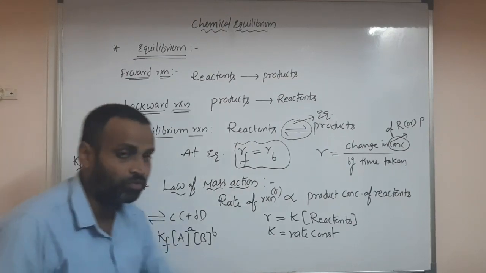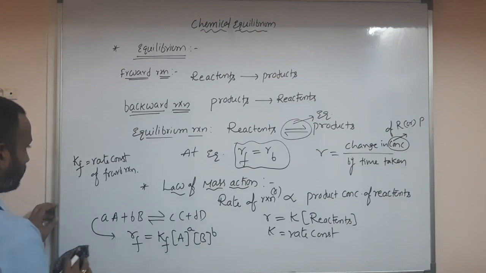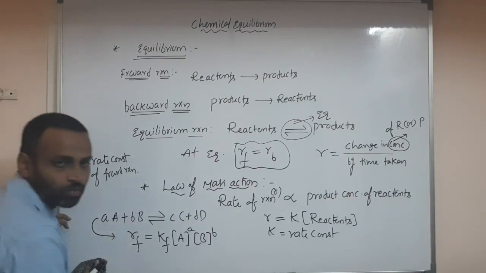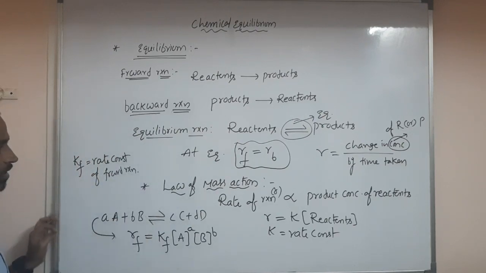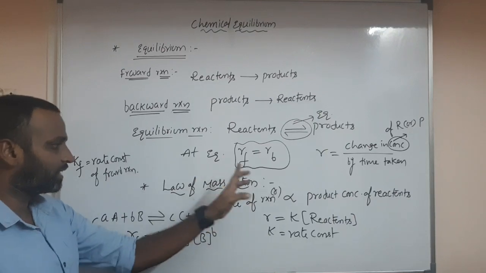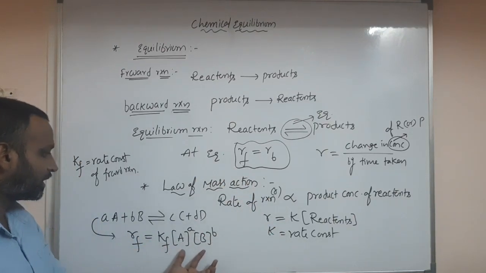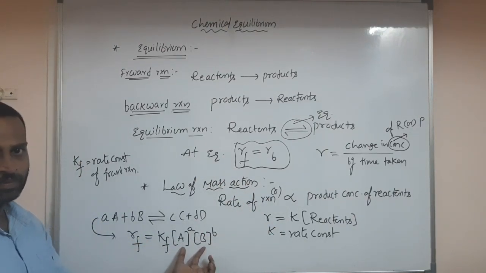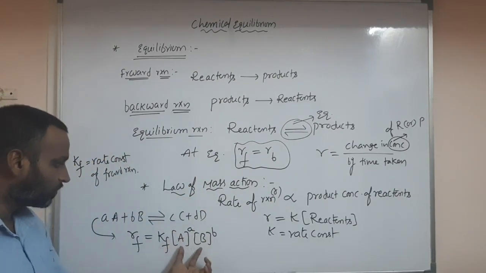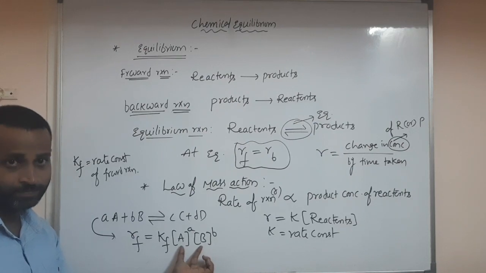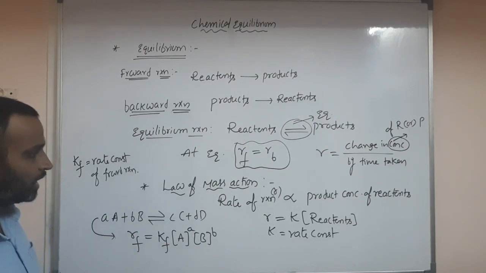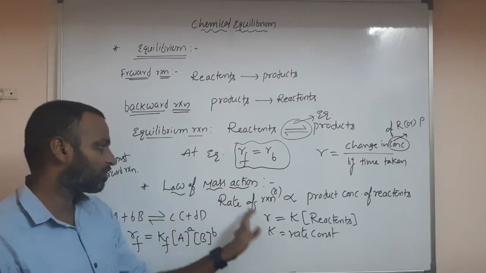Rate constant of what? Forward reaction. Very, very important. What is Kf? Kf is the rate constant of the forward reaction. Very, very important. Write down the law of mass action. According to the law of mass action, for the forward reaction we take reactant concentrations. If we take the rate of the backward reaction, then you take product concentrations. That's it.